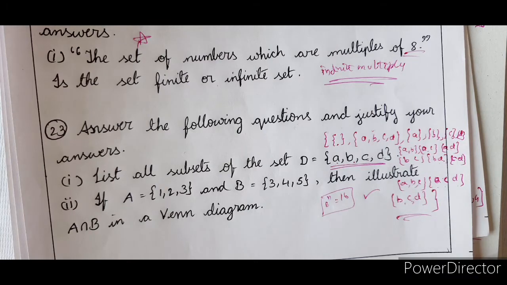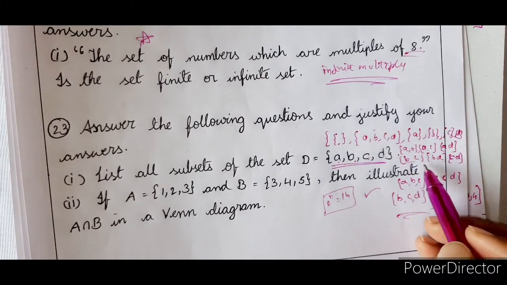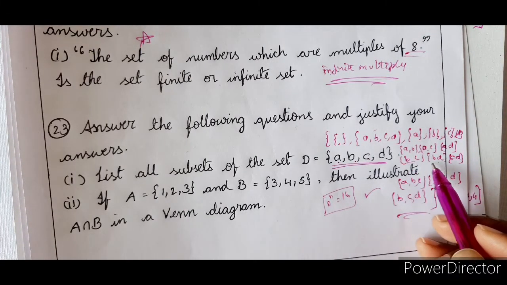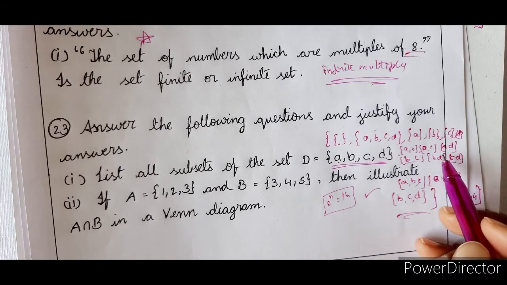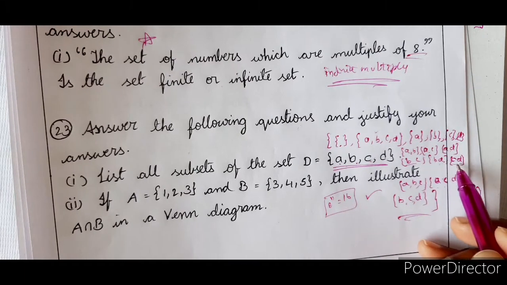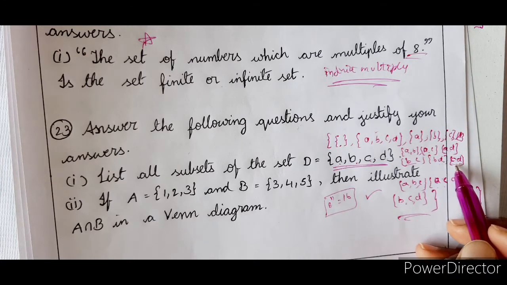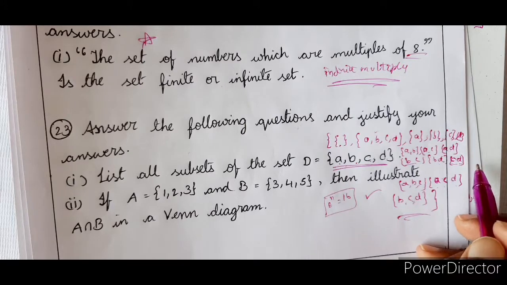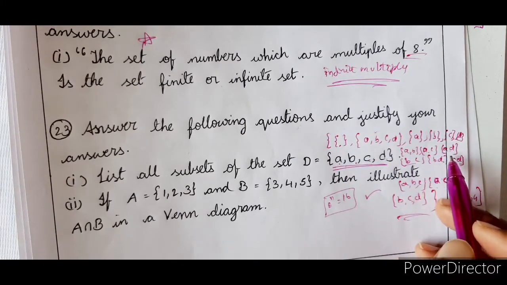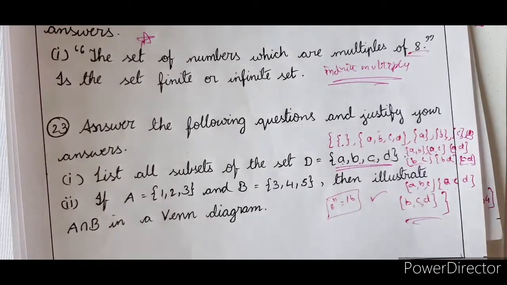A, B, C, D, A, B, B, C. Did I write B, C? B, C is written. Yes, C, D is written. D, A is written. D with C, D with A, D with B. And A with B, A with C, A with D, B with C, B with D, B with A. Everything is here. Check.